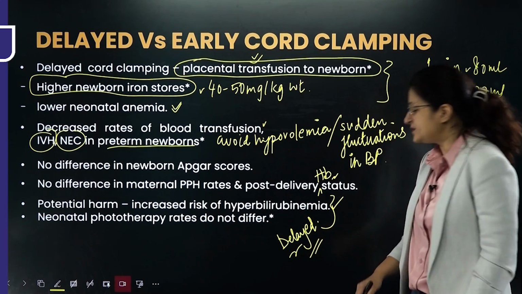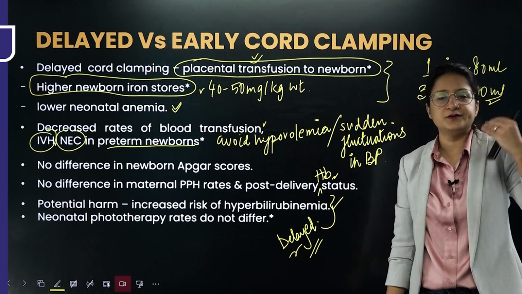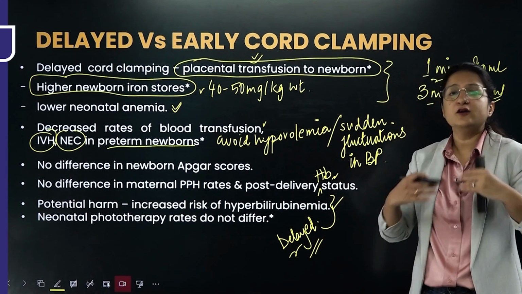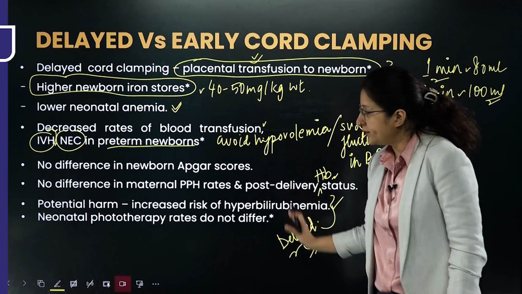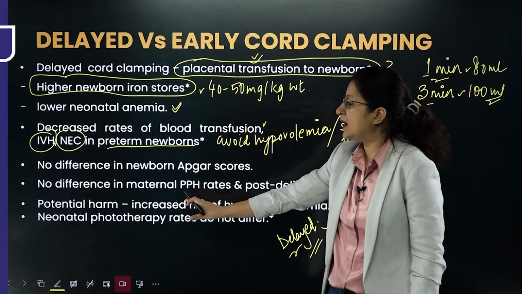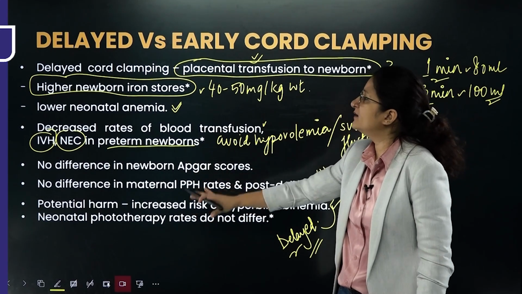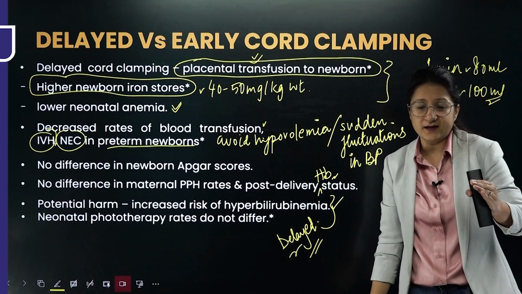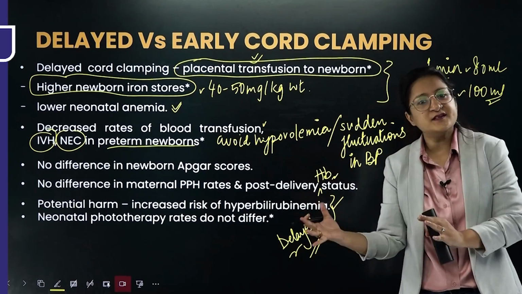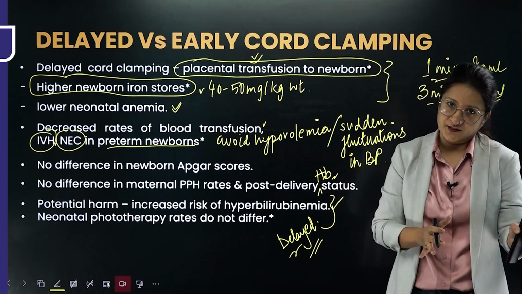And in institutional setups where pediatricians are available, where one can look into the development of hyperbilirubinemia, or that monitoring can be done, I think this potential harm can be disregarded as compared to all the other benefits of delayed cord clamping that are achieved. So the benefits outweigh the risks.